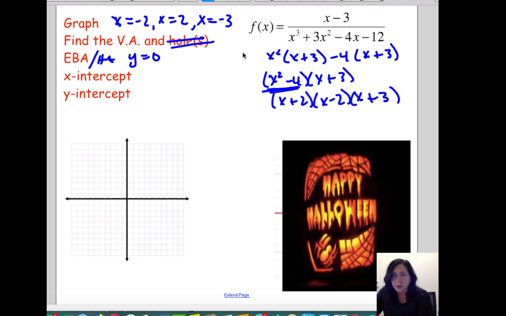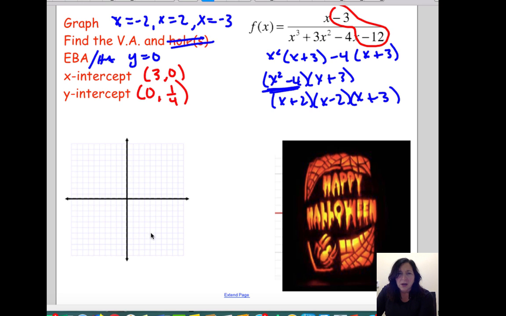X-intercept, what's on the numerator, so that's going to be at 3, 0. The y-intercept is going to be from the top, we're going to have negative 3 over negative 12, which is going to be 0, comma, 1 over 4. So we have 0, 1/4. We have 3, 1, 2, 3, 0.